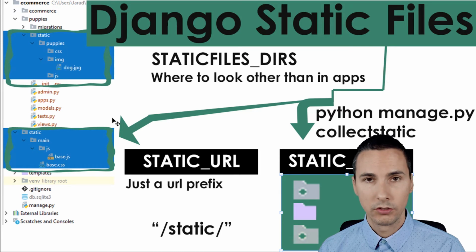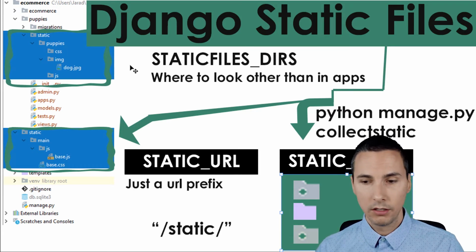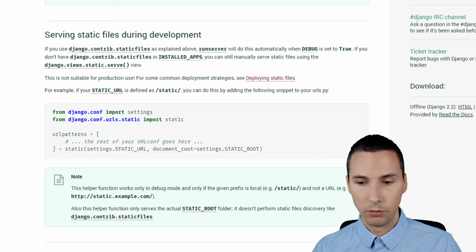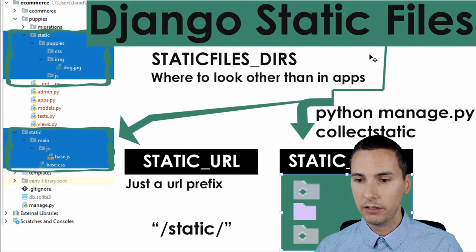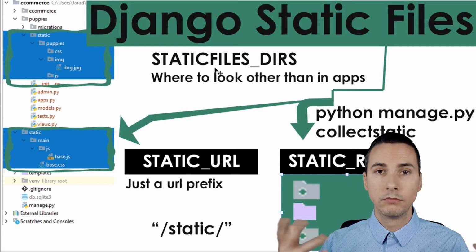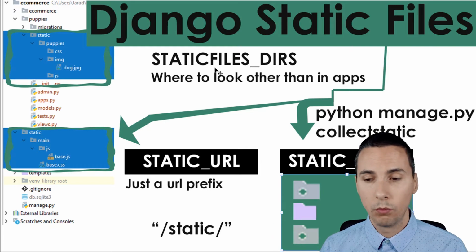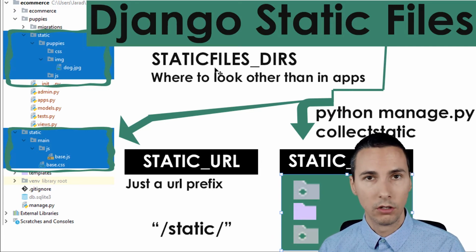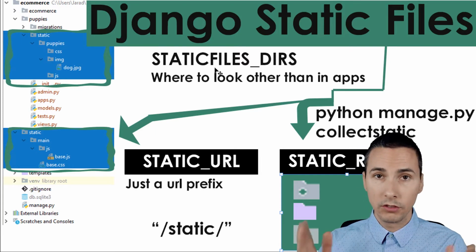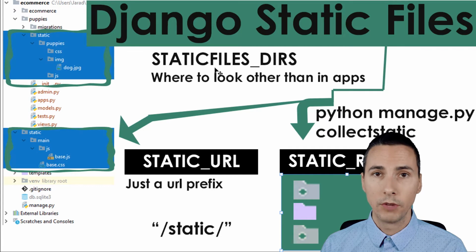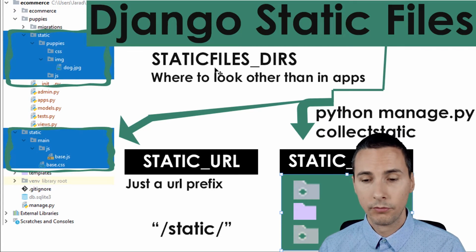Static files dirs. That's a Django setting. Let me pull that up for you real quick. Right here, see how it's talking about STATICFILES_DIRS? What that does is it basically says, hey Django, tell me where static files are that are not currently inside of an app. That's all it is. It's just a way to say, hey Django, guess what? This is where my other static directories exist. That's it.